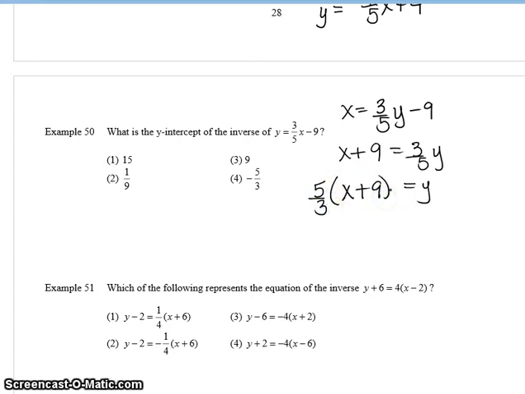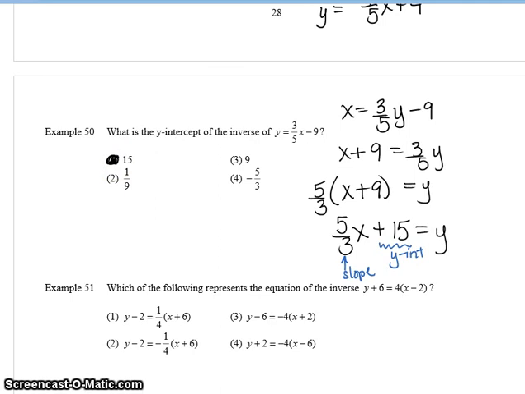I'm going to do a little bit of distributing there. So that becomes 5/3 x, and when I multiply 5/3 times 9, I get 15. So there's my equation. So y is equal to 5/3 x plus 15, and this is my b. That's my y-intercept. Remember, that's your slope right there. So that is going to be choice 1.